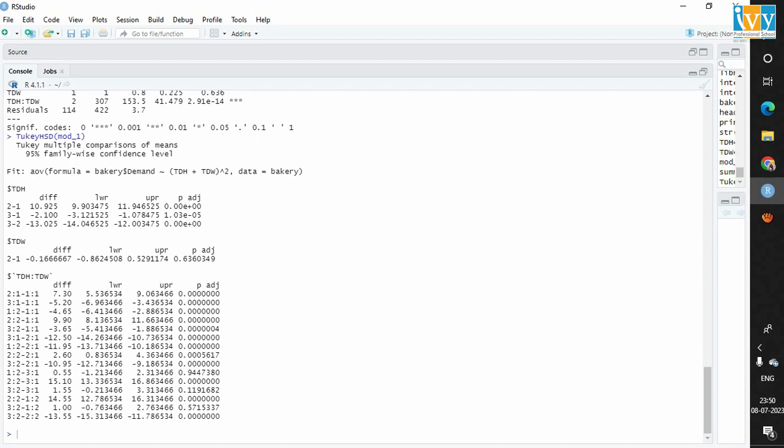And there you have it. By conducting a two-way ANOVA analysis and performing multiple comparison tests, we were able to uncover the effects of display height, display width, and their interaction on demand in our bakery dataset. Understanding the impact of these factors can help bakery owners make informed decisions, such as adjusting display strategies to maximize demand for the product.